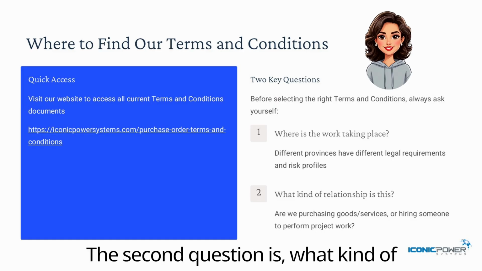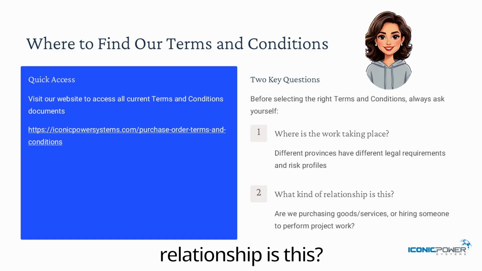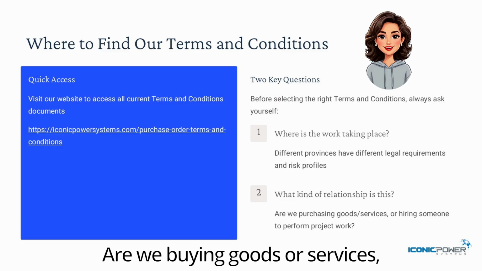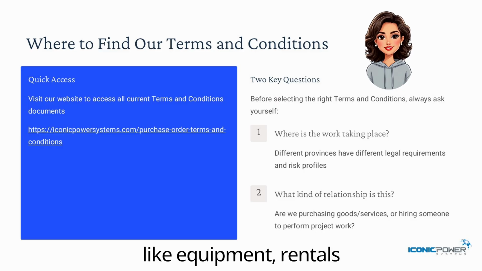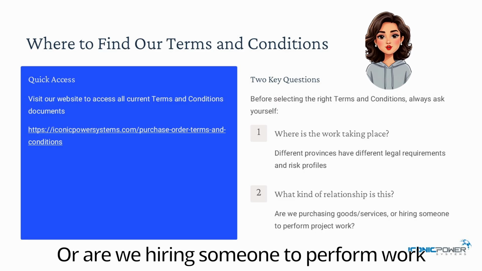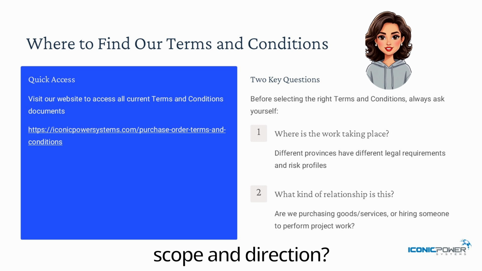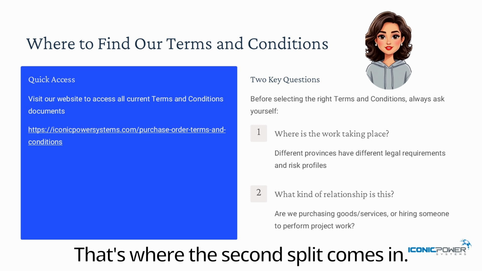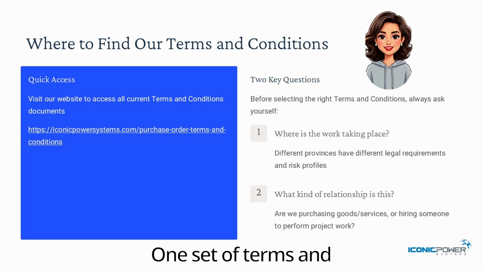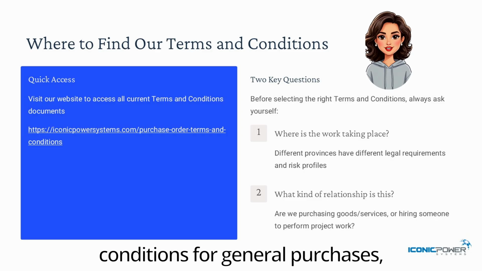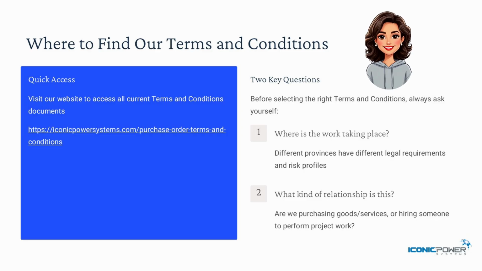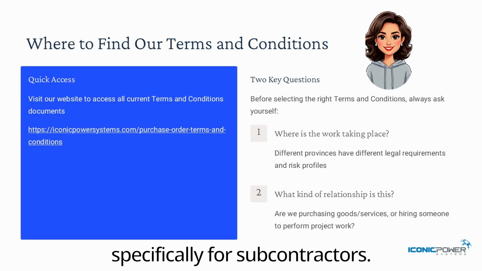The second question is, what kind of relationship is this? Are we buying goods or services, like equipment, rentals, or professional support? Or are we hiring someone to perform work as part of a project under Iconic scope and direction? That's where the second split comes in. One set of terms and conditions for general purchases and another set specifically for subcontractors.